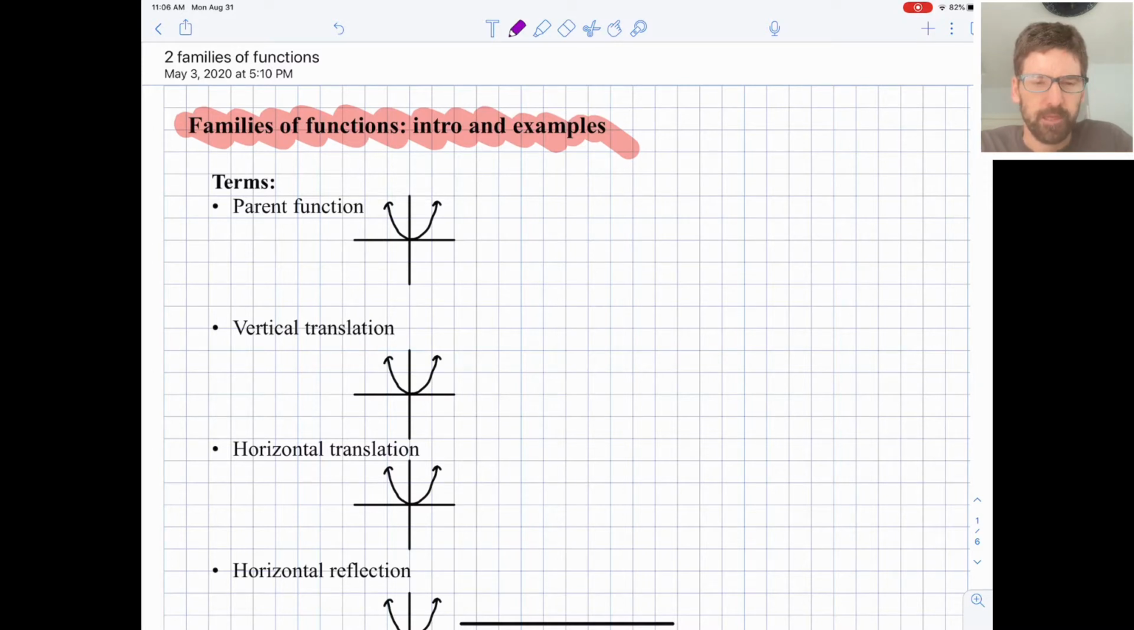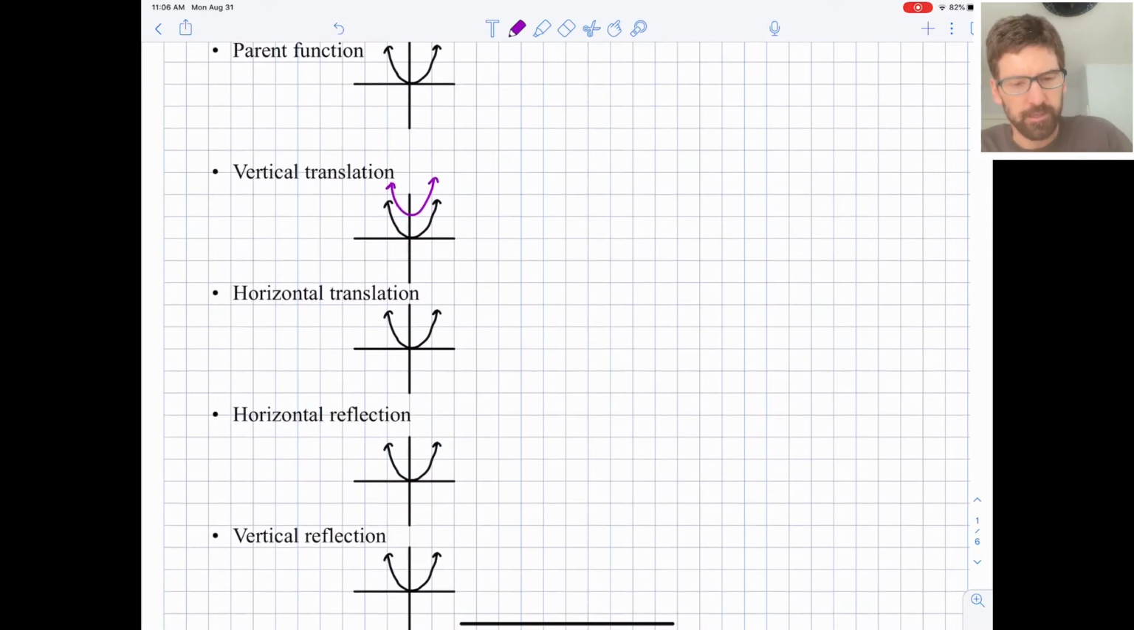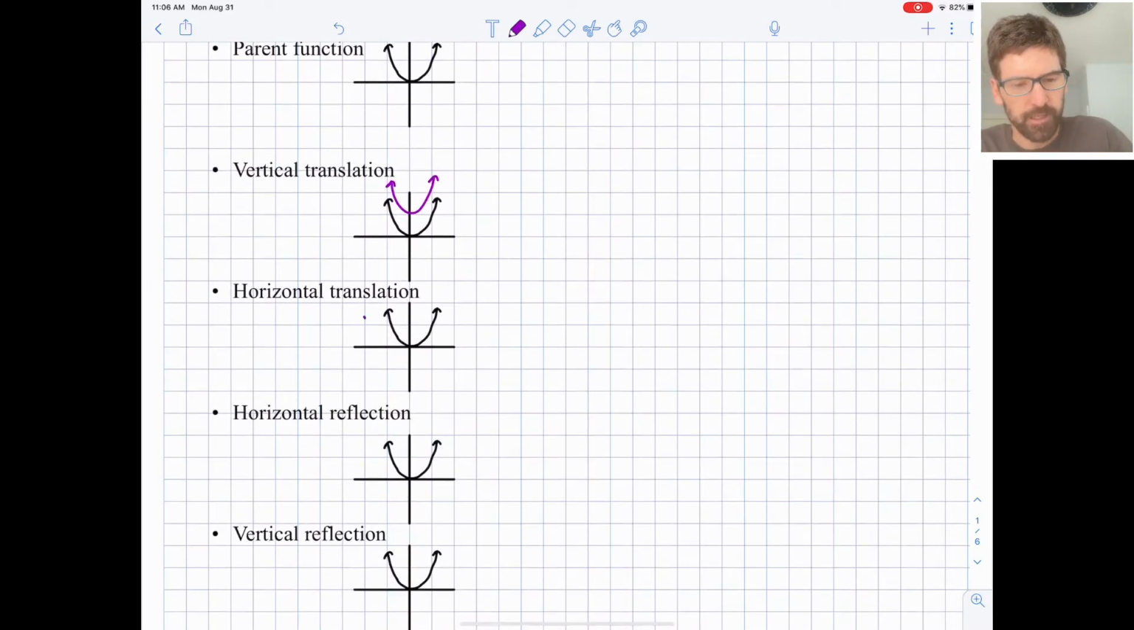But then I hope you can see that we could do these sorts of transformations with any sort of parent function. So vertical translation is just going to simply be moving this function up or down. Okay, in the example I just showed you, we're moving it up. A horizontal translation would be moving it left or right. So let's move it left.